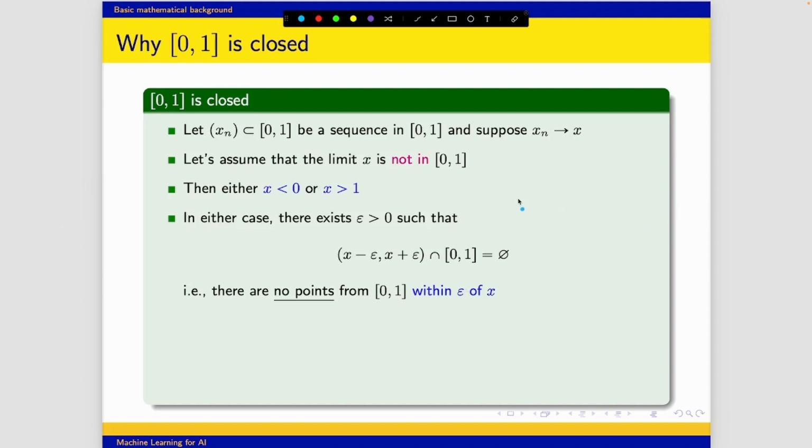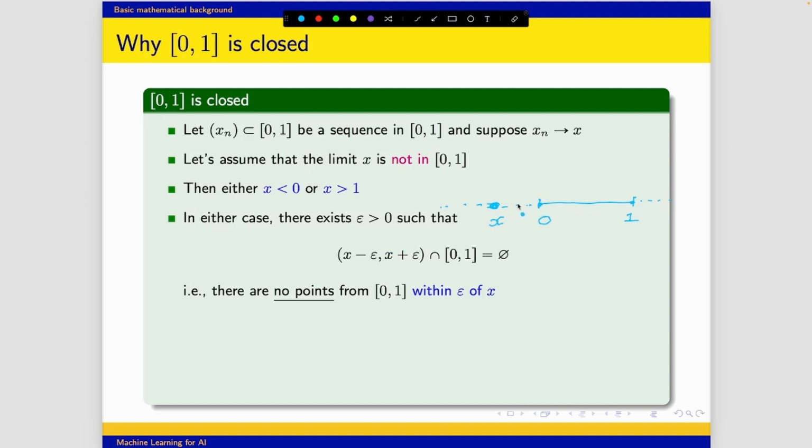Now, why is that the case? Well, let's think about this. So this is our point 0 here, and this is our point 1 here. So we are considering this interval 0 to 1. Now let's say that x is less than 0. So that means, let's say, x lies here. Our limit point lies here. It's outside this interval, 0 to 1. The set that we want to show is closed.